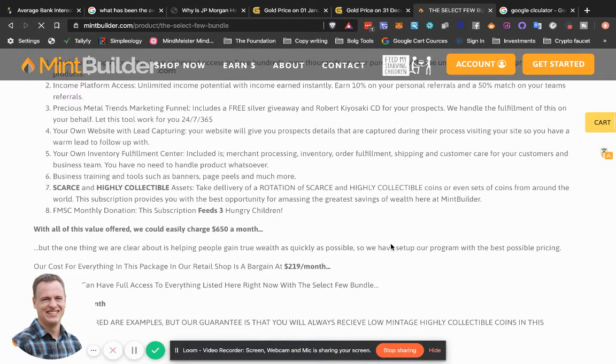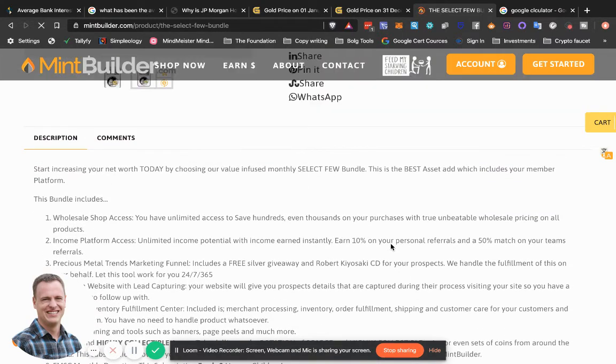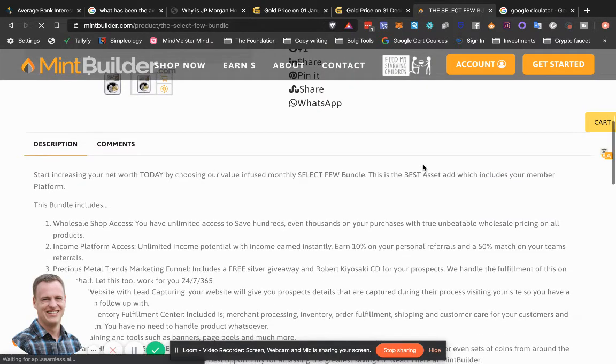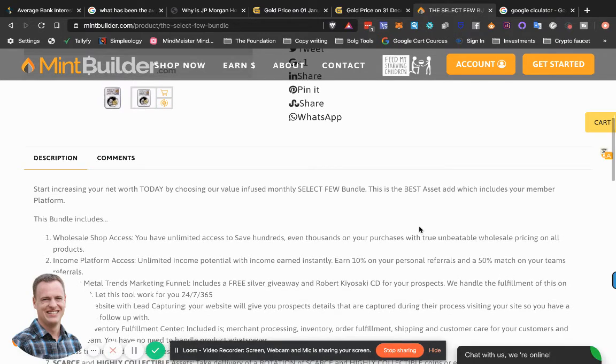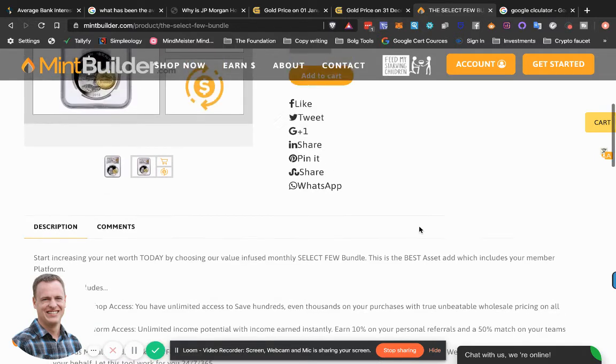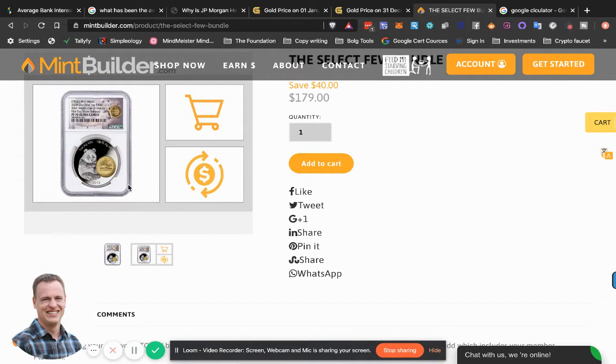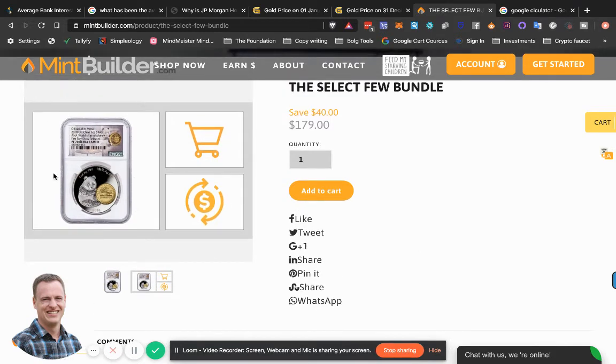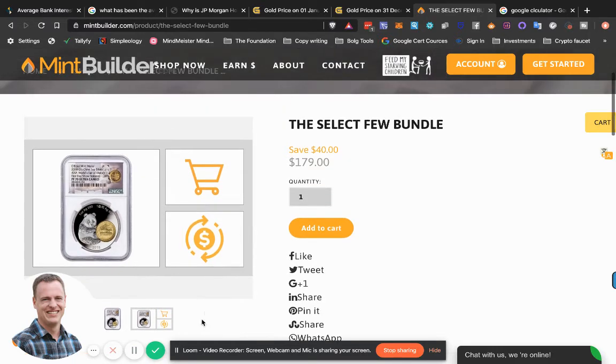All right, so all these coins, that's why it's called a select few, have a very low mint quantity, meaning they didn't make very many of them, and they are graded 70, which is the highest grade a coin can get. So why am I doing this? This gives me an exponential potential for the value of my silver to increase. These are basically collector's coins.